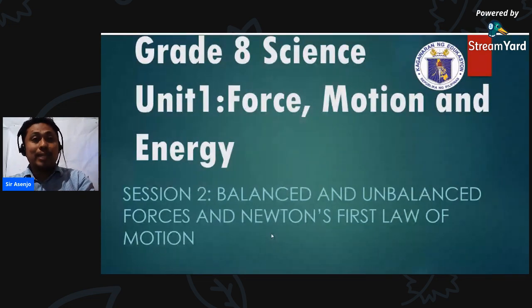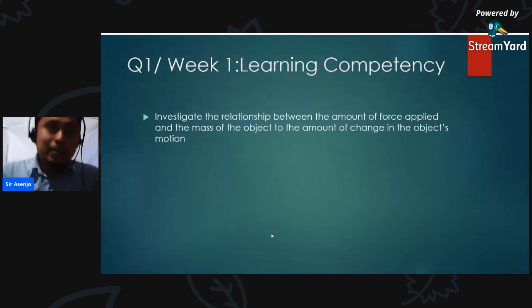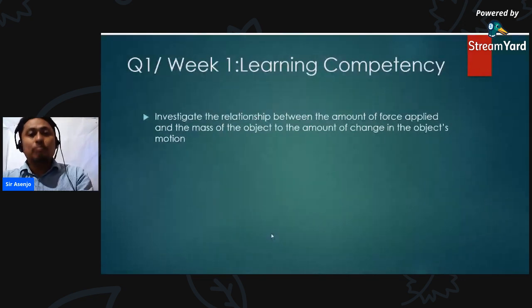Okay, this is a pretty exciting topic. Still Physics 101. Now, we're still in Quarter 1, Week 1, learning competency. We have: investigate the relationship between the amount of force applied and the mass of the object to the amount of change in the object's motion. That is still our competency.